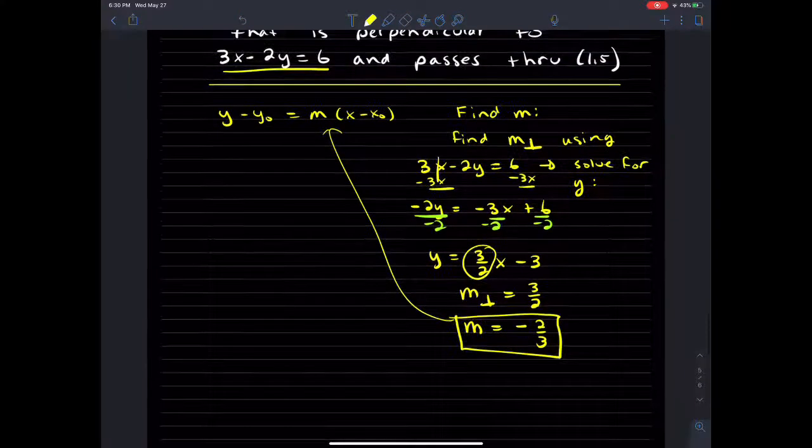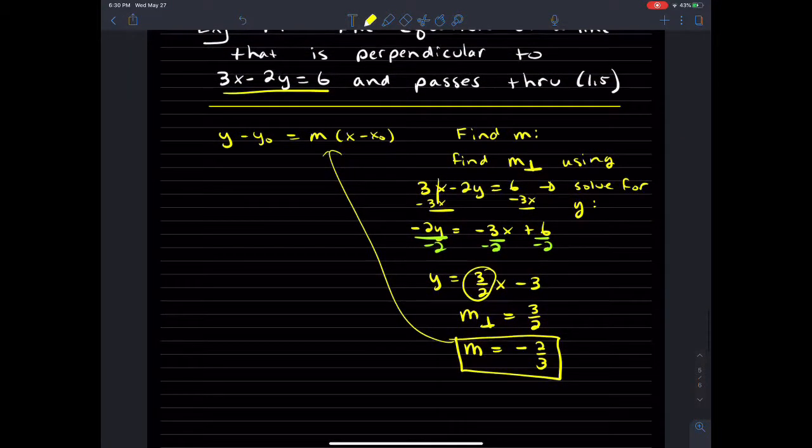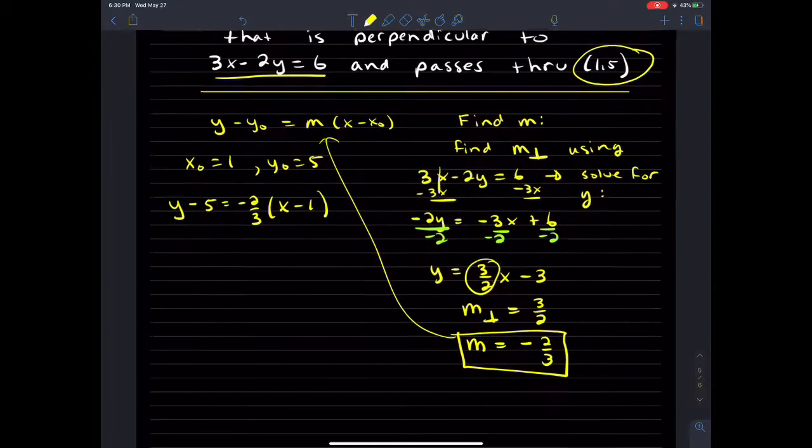So now all we have left to do is find a point. Oh, we have a point. So there's my x naught, y naught. X naught is equal to 1, y naught is equal to 5 from that point. So y minus 5 is equal to minus 2/3 is my m, x minus 1. Just get it into our slope-intercept form and we'll be done.